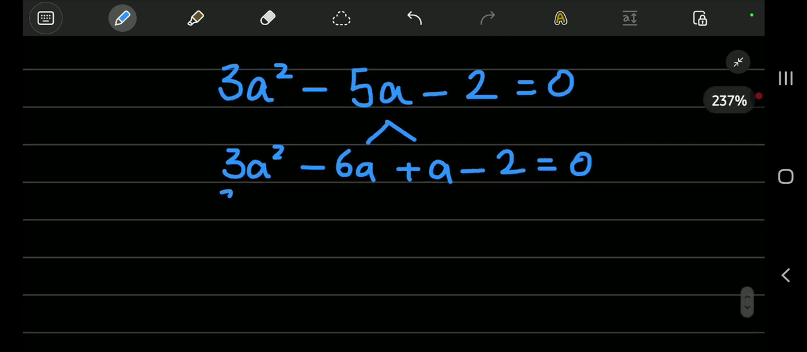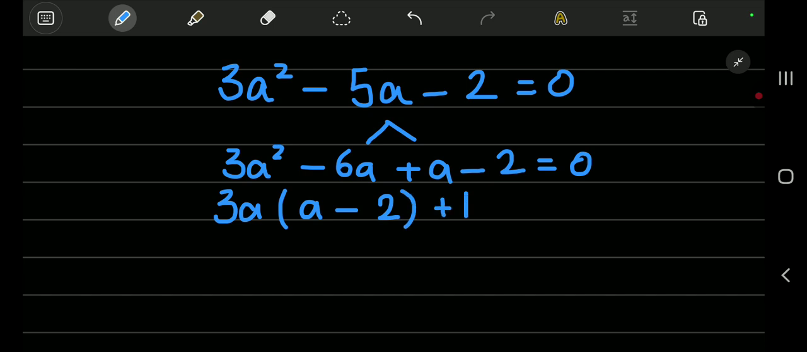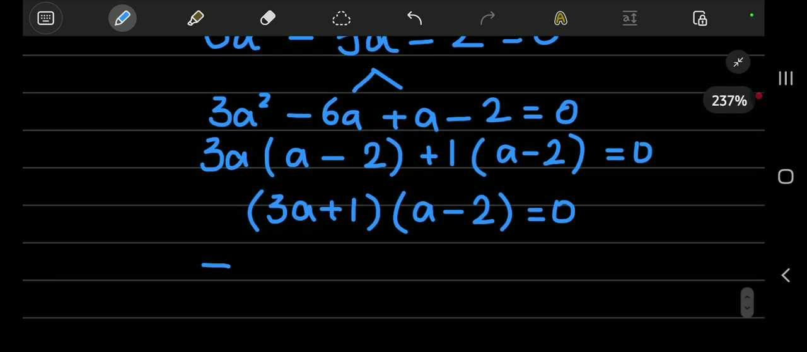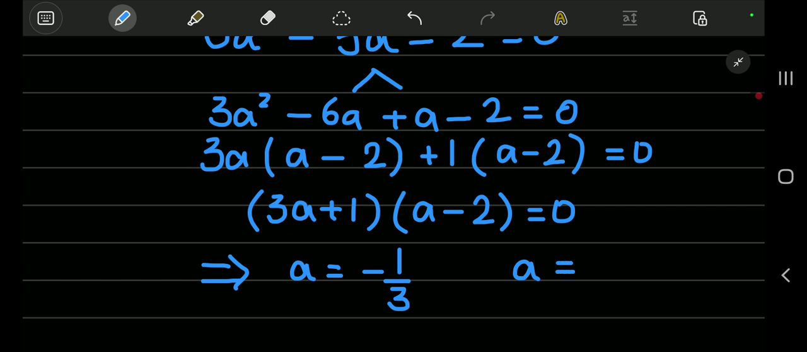So taking 3a to be common, a minus 2 plus 1, a minus 2 equals 0. So it gives you 3a plus 1 times a minus 2 equals 0. So this will give you a equals minus 1 over 3, or a equals 2.